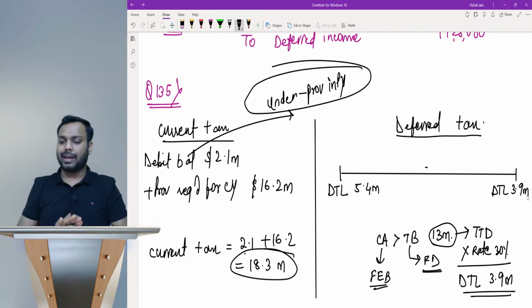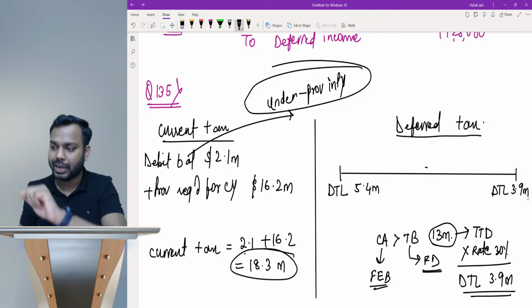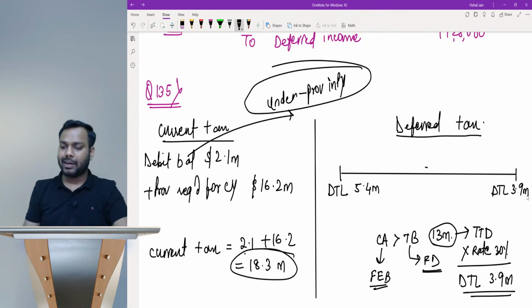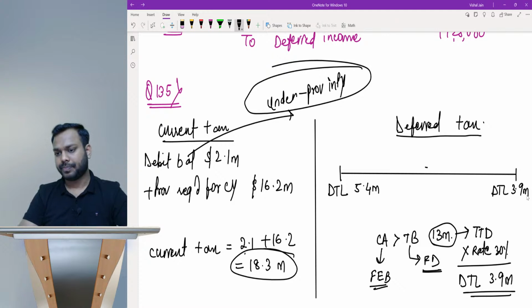Please tell me, is it clear so far or not? If it is, then I will start the point of revaluation. Is it clear so far? Everyone, is it clear so far?